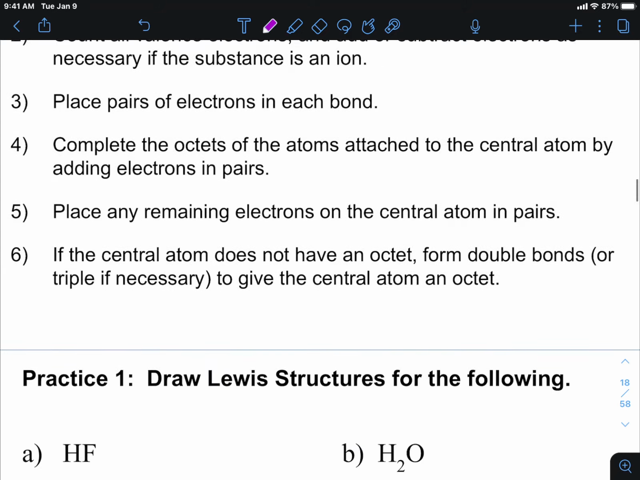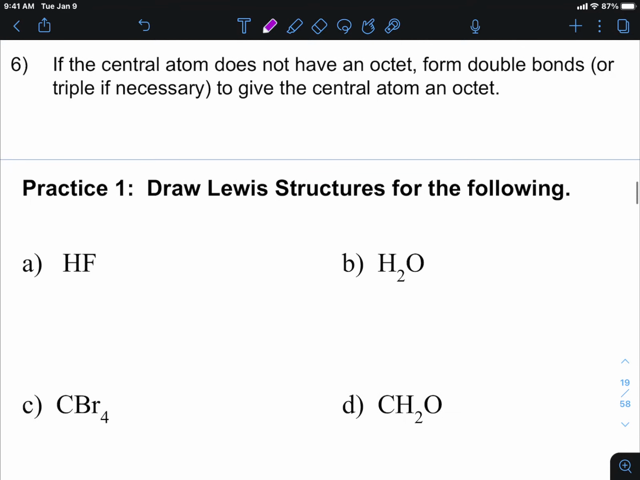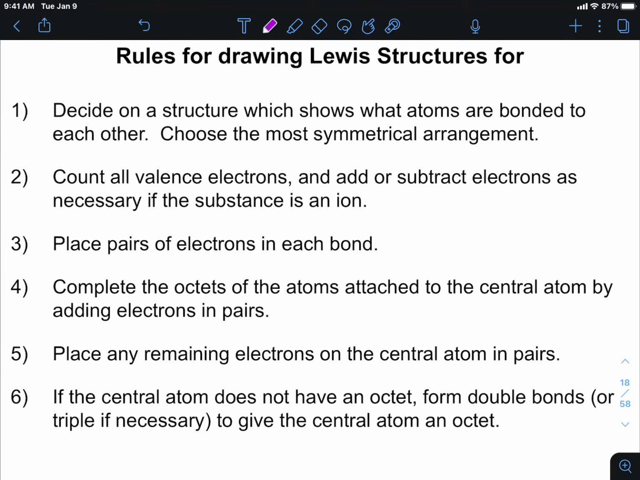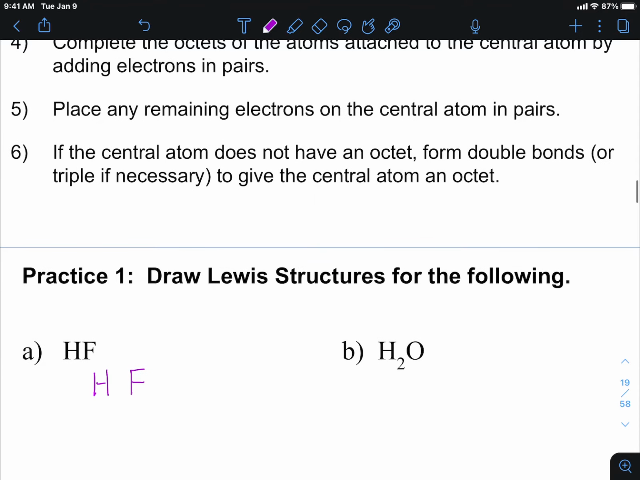Okay, so let's start with the first sample here, hydrogen fluoride. I have 2 elements, and I'm just going to draw them next to each other. I'm going to leave a little space in between. Okay, so I'm going to the first rule. How can we draw these symmetrically? I just did. I just drew them next to each other. Okay, step 2. Count all the valence electrons. So hydrogen has 1. Fluorine has 7. So we're looking at 8 total.